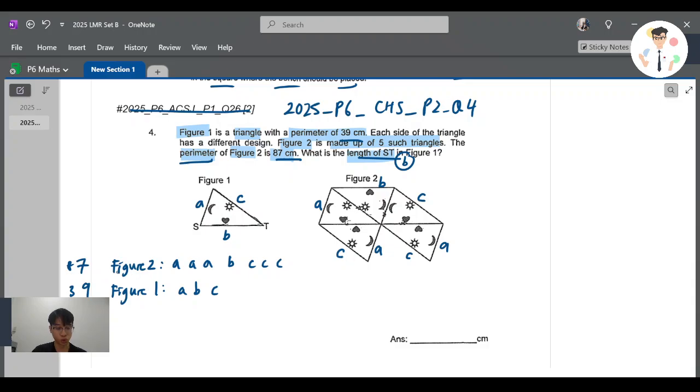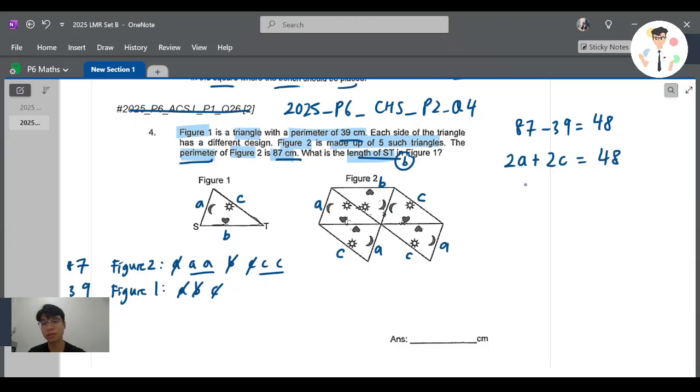So if I use figure 2 minus figure 1, it means 87 minus 39. Let's write 87 minus 39, and that should give me 48. If I subtract, I will be left with what? B, B, C, C. I will be left with 2A and 2C, which means 2A and 2C equal 48. If I want only A and C, I need to divide by 2. So 48 divided by 2 is 24.